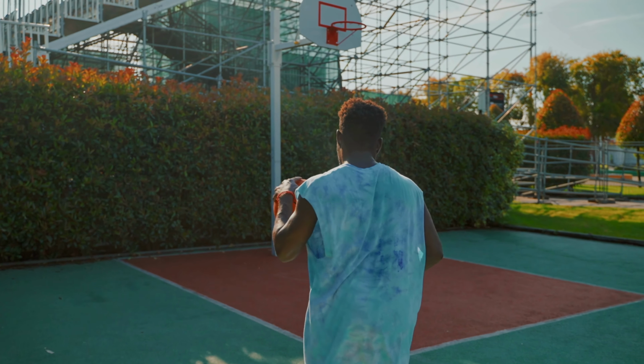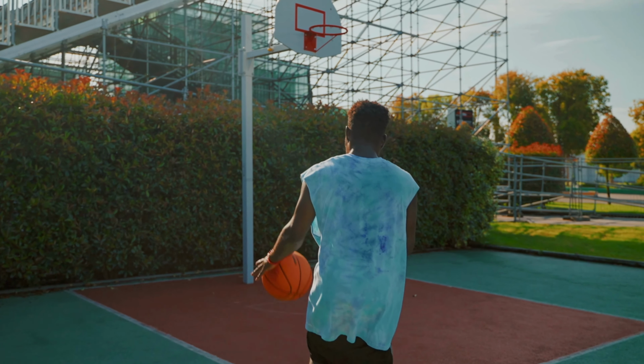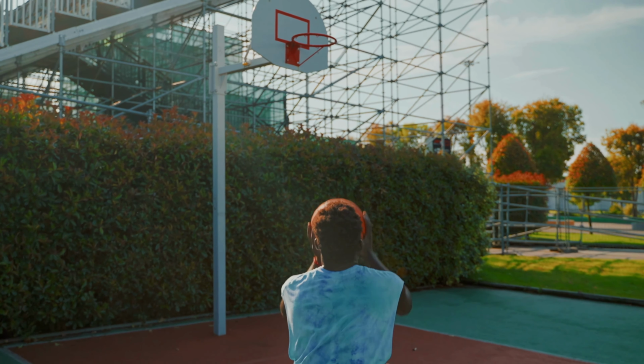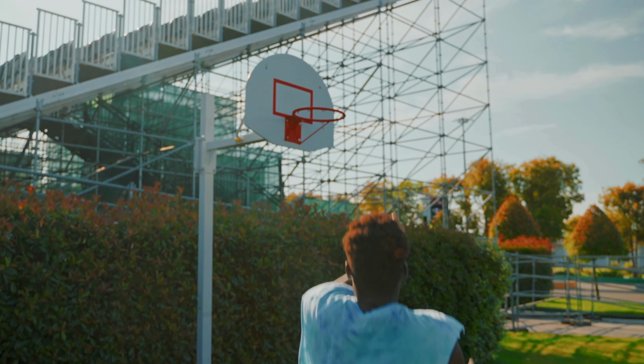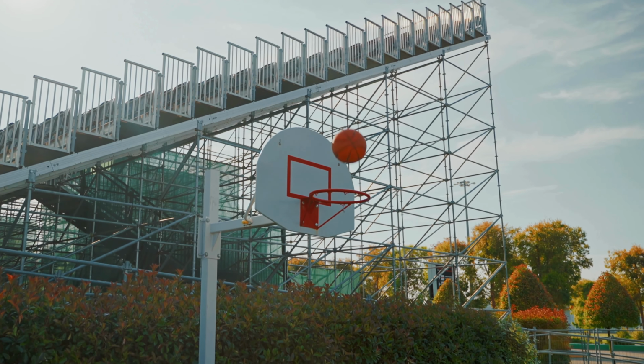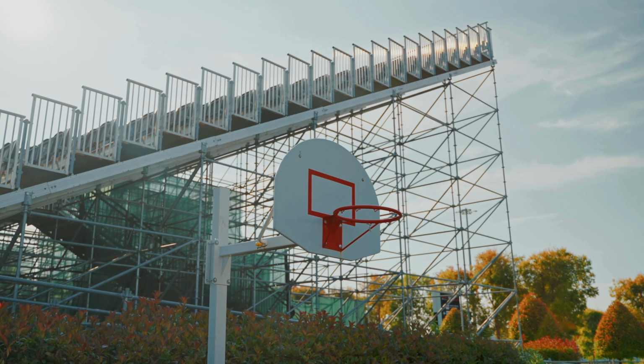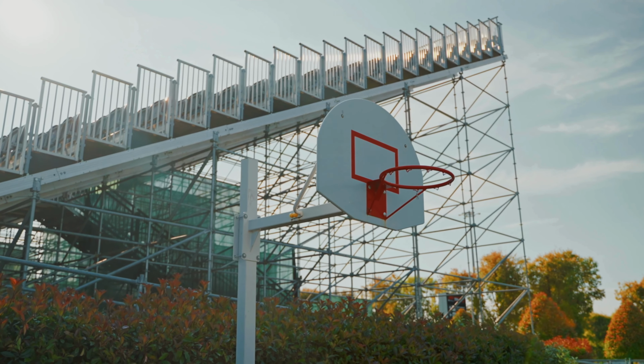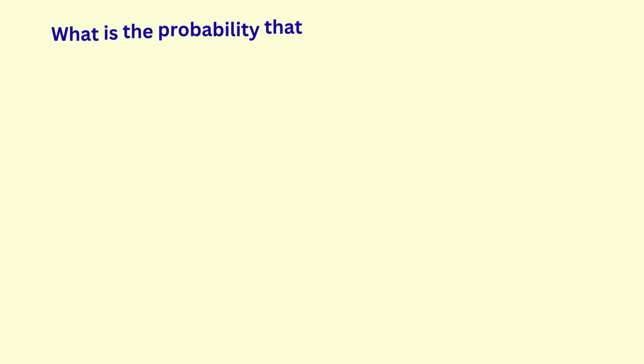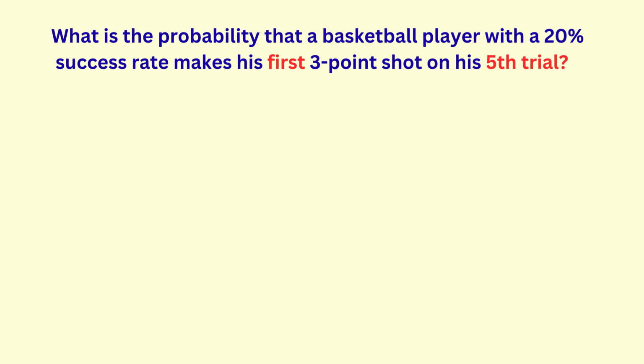Imagine a basketball player lining up for a three-point shot. Sometimes he scores, sometimes he doesn't. What if there's a way to calculate the exact probability that he scores his first three-point shot on a specific attempt? For example, what is the probability that a basketball player with a 20% success rate makes his first three-point shot on his fifth attempt?